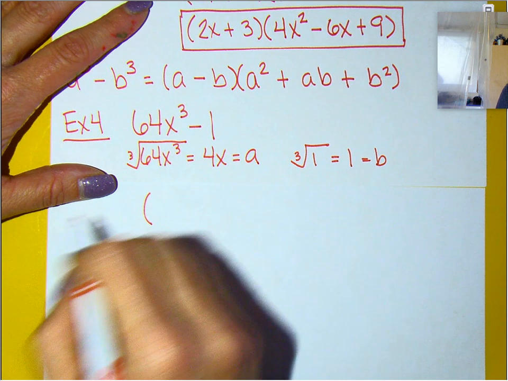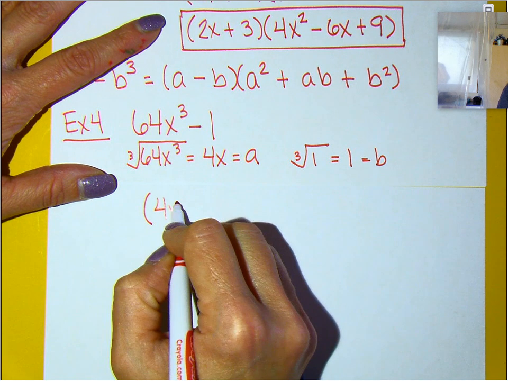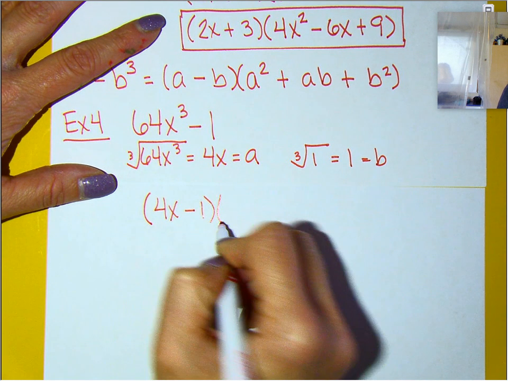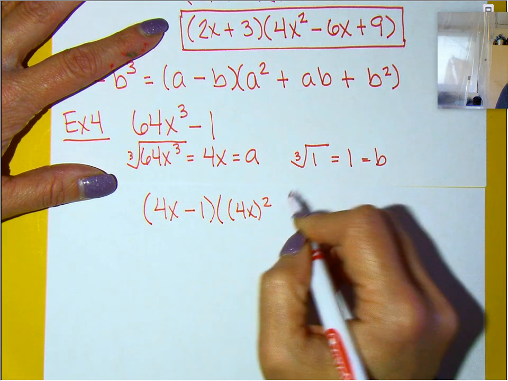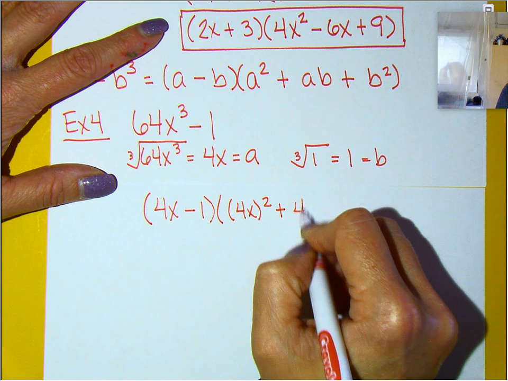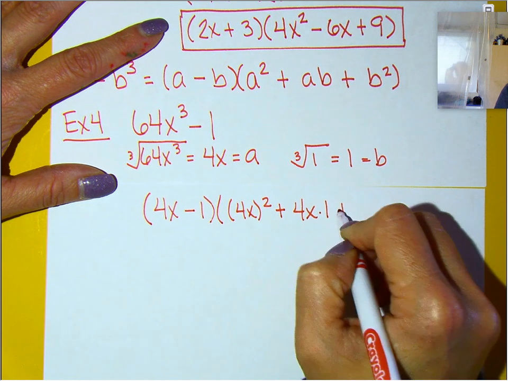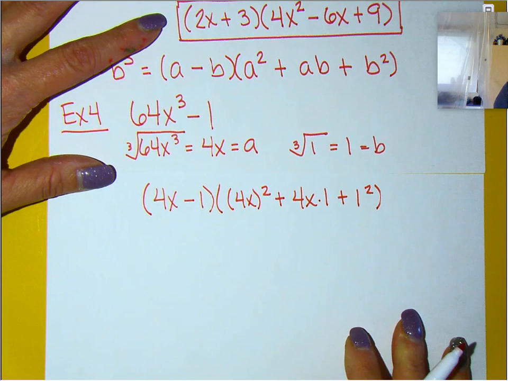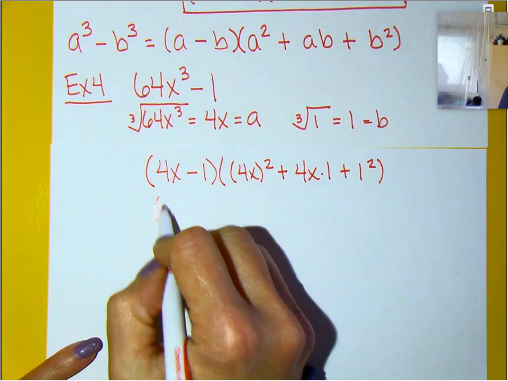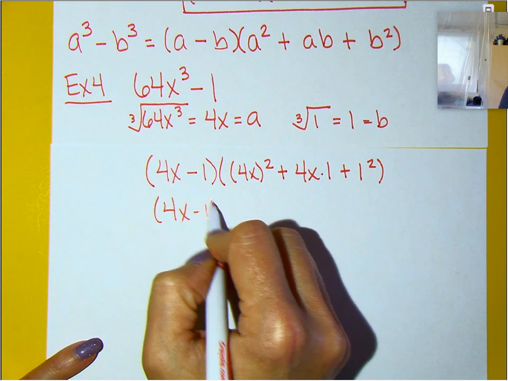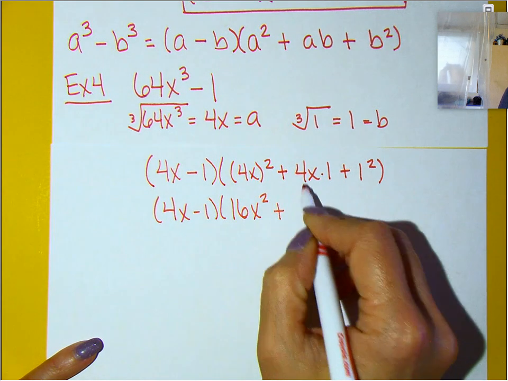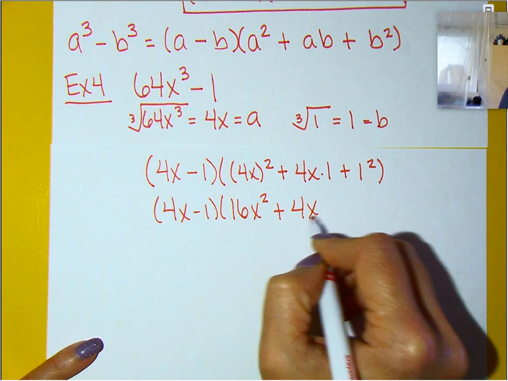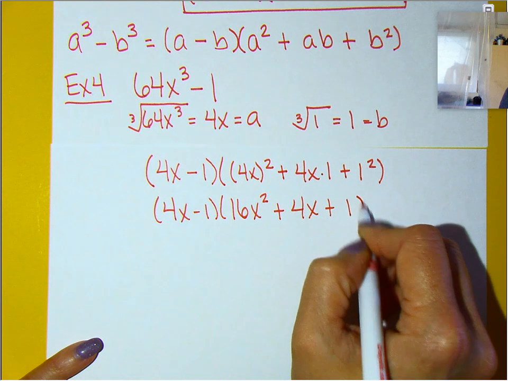So we're going to have A minus B times A squared plus A times B plus B squared. Okay, what's 4x squared? 16. Good. 4x times 1 is 4x, and then 1 squared, of course, is 1.